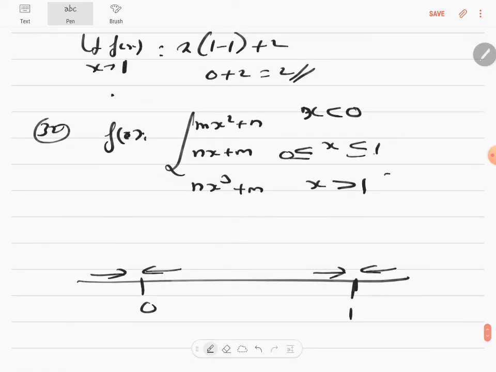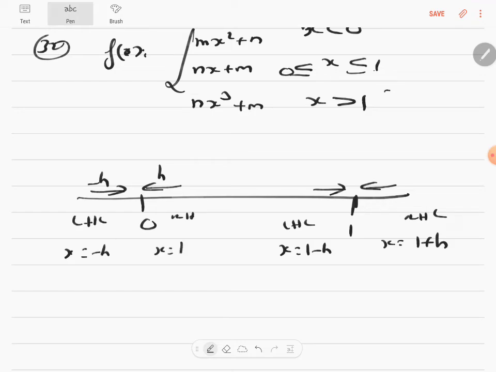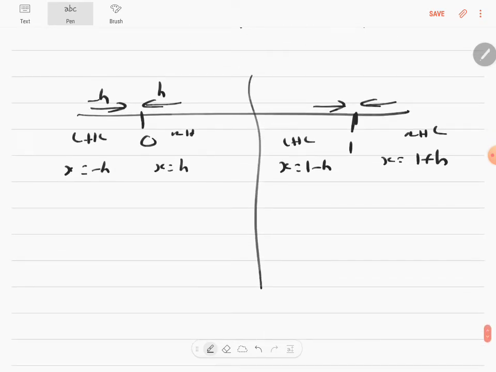Because a condition is given for each one. And x itself is minus h and plus h, and this is 1 minus h and x is equal to 1 plus h for the left hand limit and right hand limit of 1. And similarly, for the left hand and right hand of this, x is equal to minus h and x is equal to plus h. I'm going to do this as two different sums.